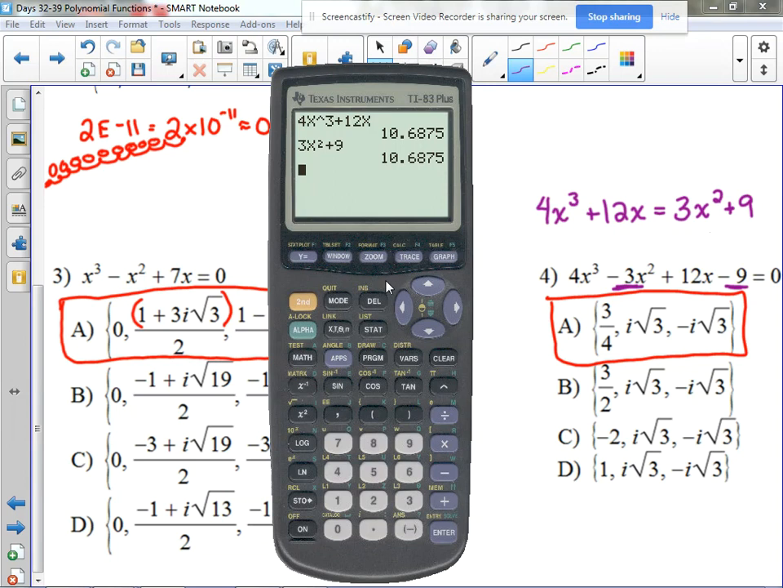Okay? So nothing really changes. It's just if you have stuff on both sides, you've got to plug it into both sides of the equation and see which solutions make the left side equal the right side. That's what we're doing here. Just every single time the right side is 0. Okay?